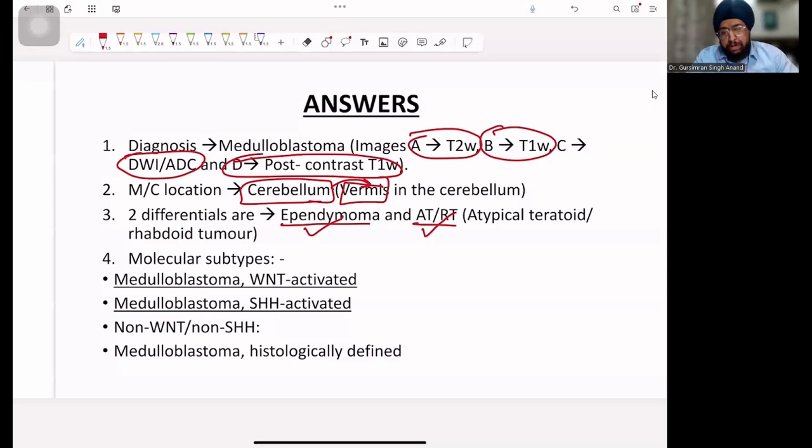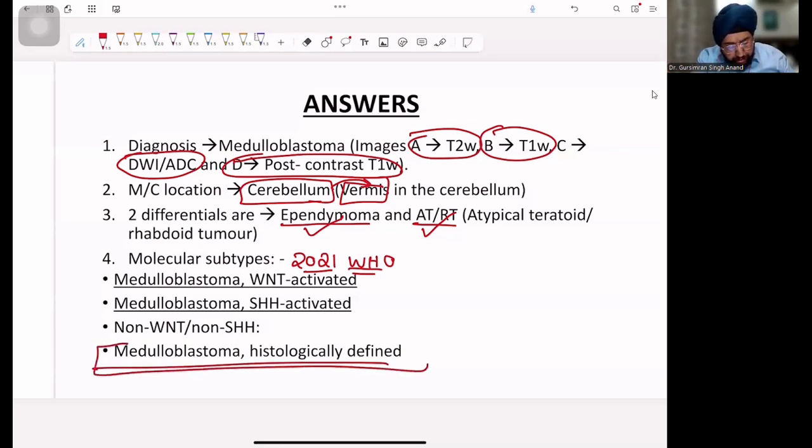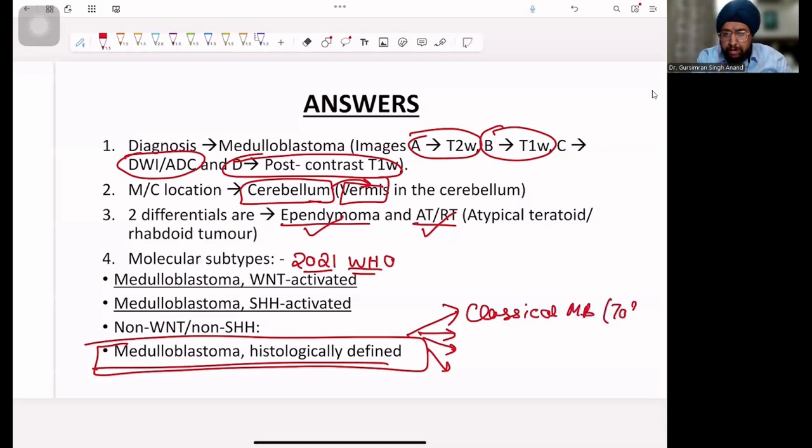So the molecular subtypes, the latest one according to the 2021 WHO classification, are your WNT activated, SHH activated, non-WNT, non-SHH, and all the 2016 classification medulloblastomas, which were based on the histological types, have been now grouped into a single category, which is your medulloblastoma histologically defined. Okay, so these consist of your four medulloblastomas. One is your classic or the classical medulloblastoma, which is the most common, and this is about 70% of the cases. Next is your desmoplastic or nodular.